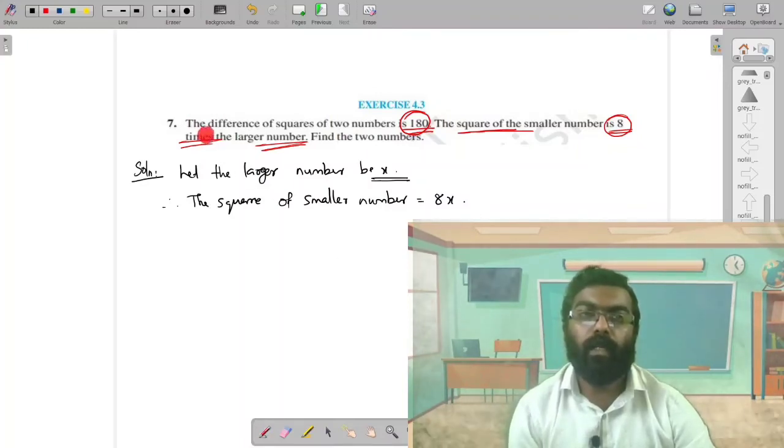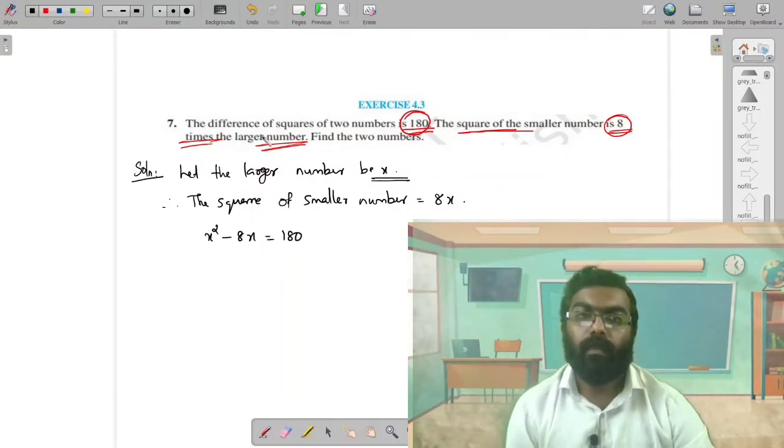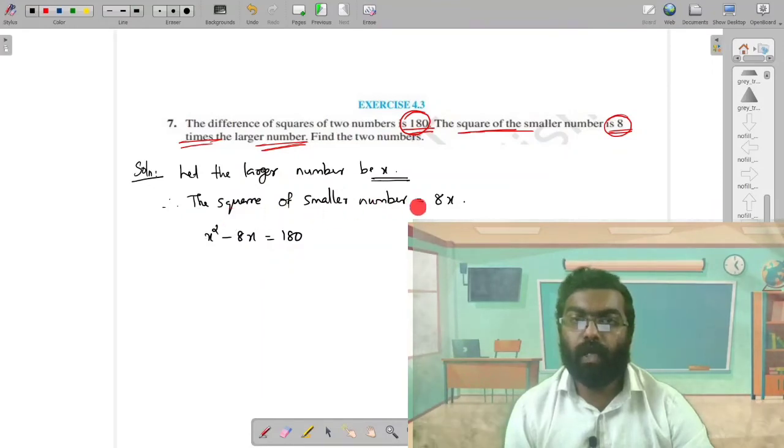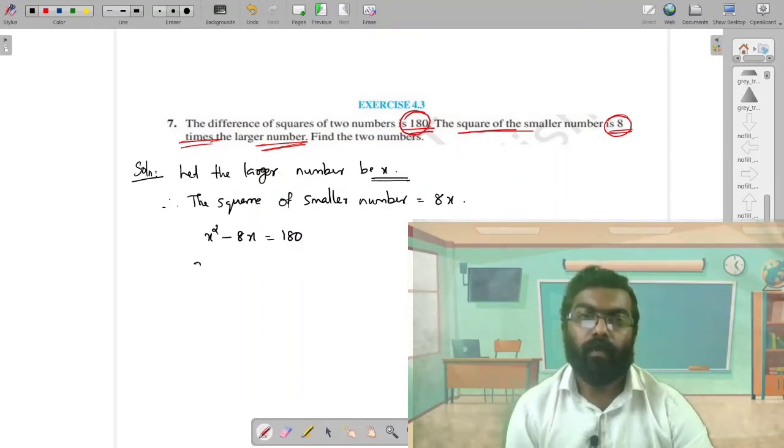Here it is given that the difference of squares of two numbers is 180. So according to the question we can write x square minus 8x is equal to 180. The difference of squares of two numbers is 180. Here the larger number is x and the square is what? x square. And the square of the smaller number is what? 8x. So x square minus 8x is equal to 180. Now we can solve this equation. x square minus 8x minus 180 is equal to 0.